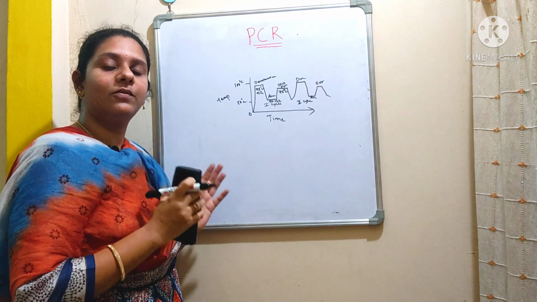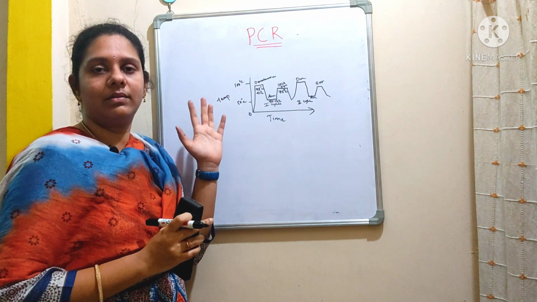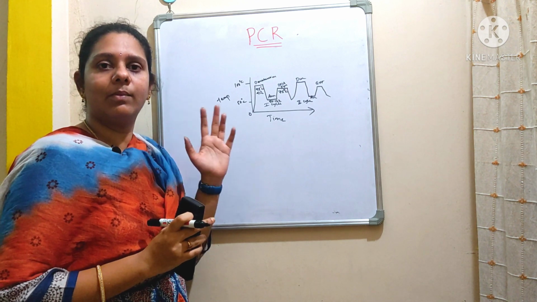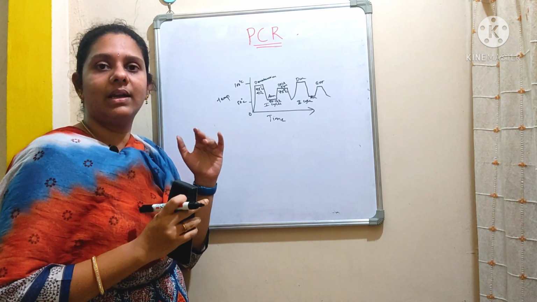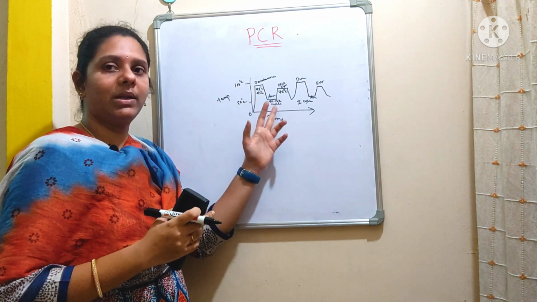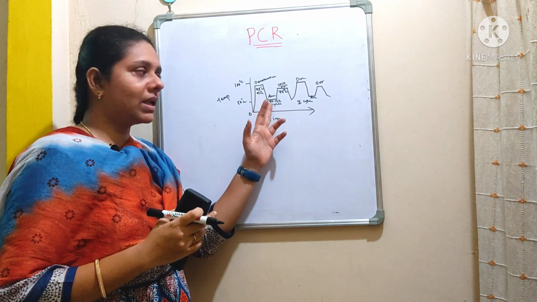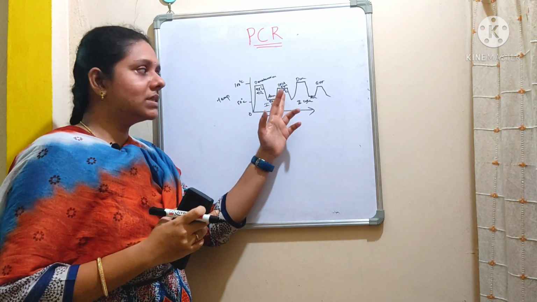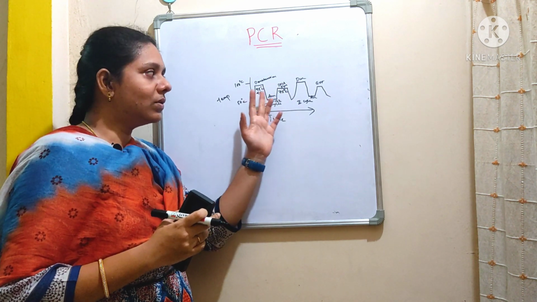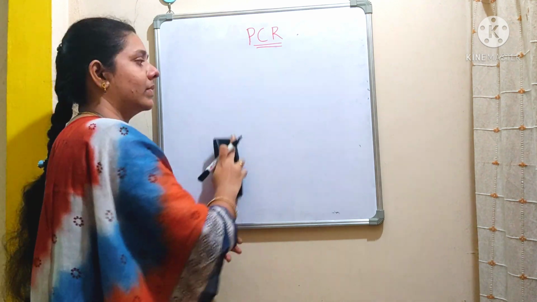This is how the synthesis of DNA takes place in a machine called PCR, that is polymerase chain reaction, and we can also call it a thermocycler. Thermocycler in the sense that we are using different temperatures, starting with a high temperature and then reducing the temperature and then again increasing the temperature to 72 degrees centigrade. That means we are going to alternate the temperature in this method.